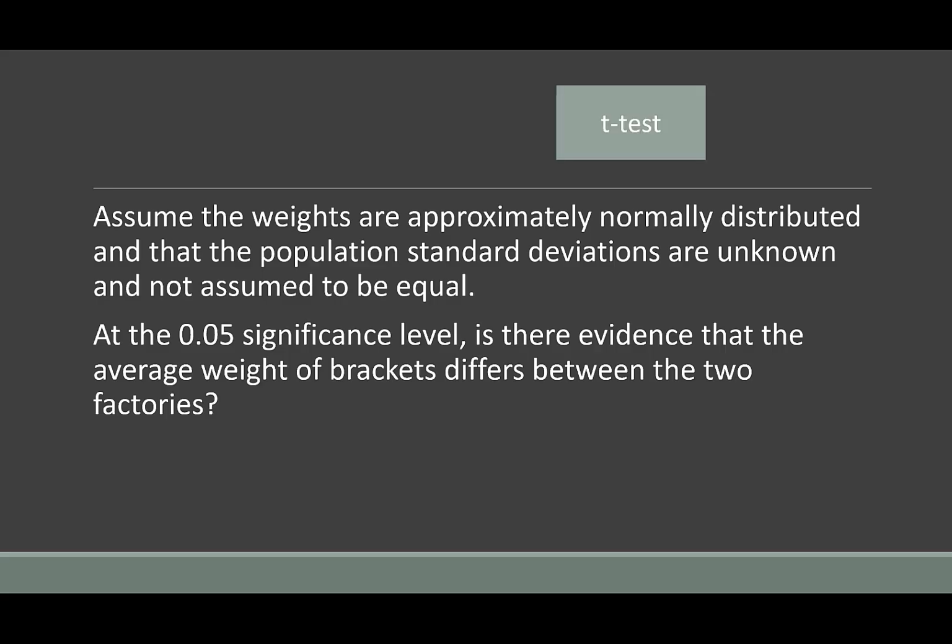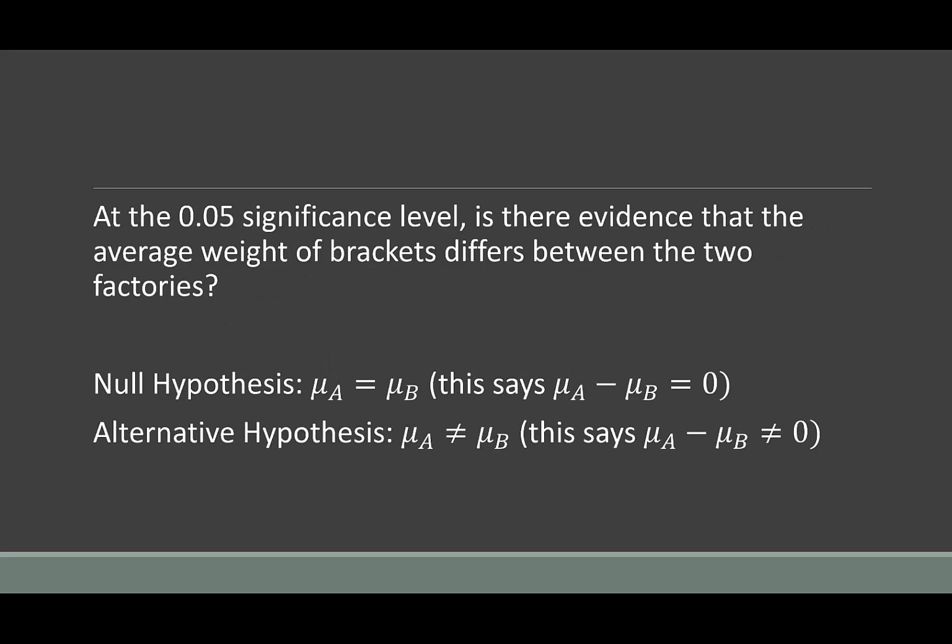Before we get started, let's point out that we have to do a t-test because we don't know the standard deviation of the population. It's important that you always pick the right test when you get to Minitab. Our null hypothesis is that the means of the two factories are equal, so mu of A is equal to mu of B. This also means that mu of A minus mu of B would be equal to 0. The alternative hypothesis is that mu of A is not equal to mu of B. That means mu of A minus mu of B is not equal to 0.